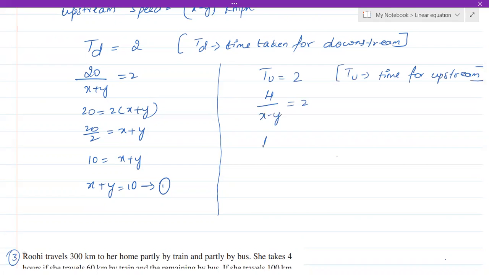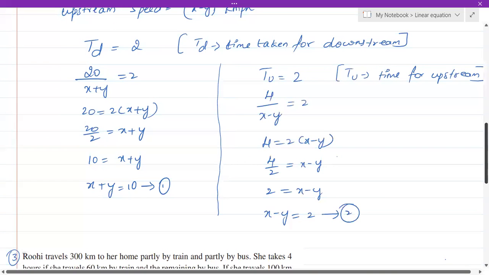So cross multiply, 4 is equal to 2 into x minus y. Therefore 4 by 2 is equal to x minus y. 4 by 2 is 2, so x minus y is equal to 2. This is equation 2. So we have got our equation 1 and 2. If we solve by elimination method, easily we'll get the answer. The x value will be 6 kilometer per hour and the y value will be 4 kilometer per hour.